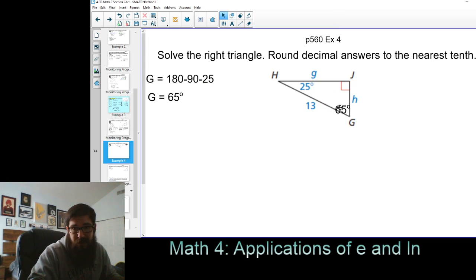All right, you could double check: 65 plus 25, that's going to be 90. 90 plus 90 is 180. So I'm going to leave this here, but I'm going to do the rest. I'm going to find G and H without using that 65.